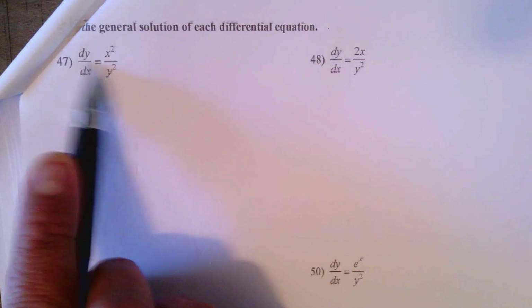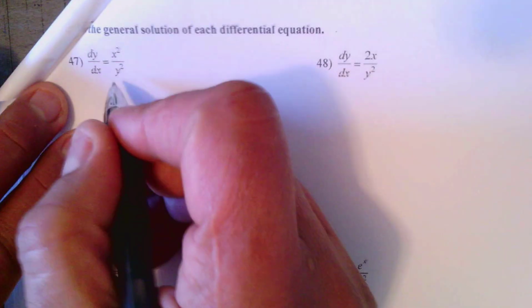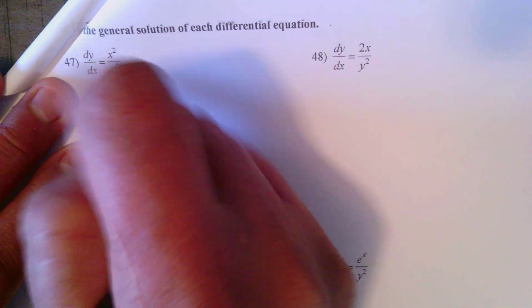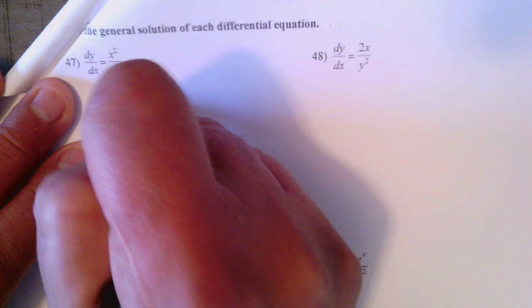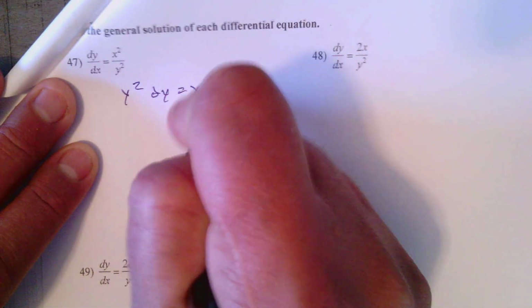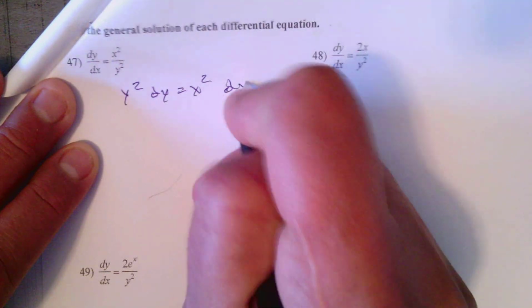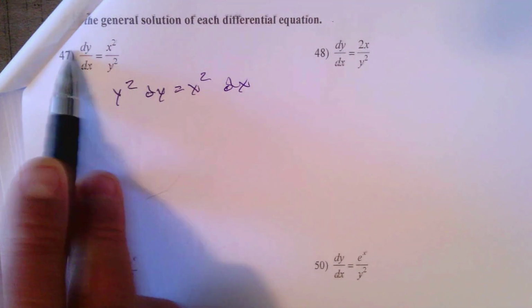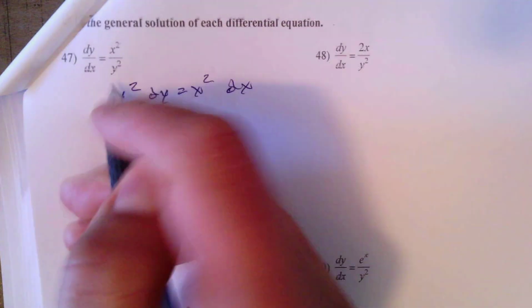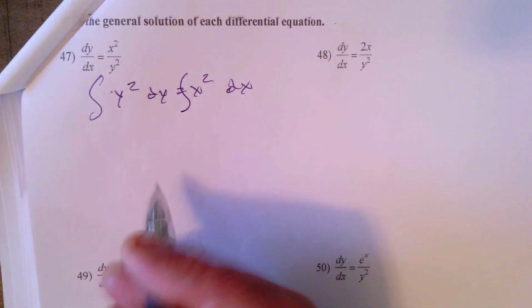So this is simply going to work by, in this case, just multiplying both sides by y squared. It's kind of like just cross multiplying here. So we're going to end up with y squared dy equals x squared dx. So cross multiply: y squared times dy, x squared times dx. Now we can integrate both sides here.